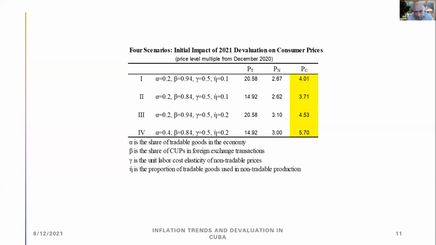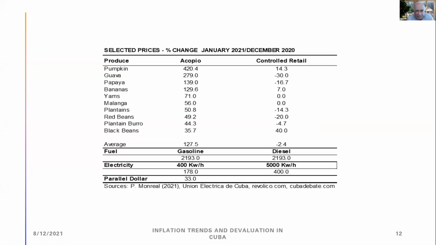Now, when we look at actual prices, we come up with a problem. What the actual consumer price index would be, if Cuba were to have one, which they don't publish, we'd have to gauge from CEPAL's consumer price index, so we'll have to look at actual prices. Let's look only at the 1 month price change. The first set of numbers here are from Pedro Monreal, who looked at Acopio, the government wholesaler that buys directly from farmers. These are the top retail prices in the first month. They've changed a little bit since then.